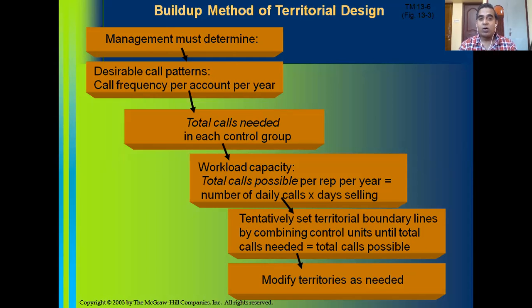Not all the customers are equally potential. So customers are small customers, medium customers, and large customers, right? Depending on the potential of each customer, the customers are grouped into different categories, say, for example, A category, B category, and C category customers. More frequent calls are required on A category customers, and a few less calls are required on C category customers. This is what we call the desirable call patterns, determining call frequency per account per year.